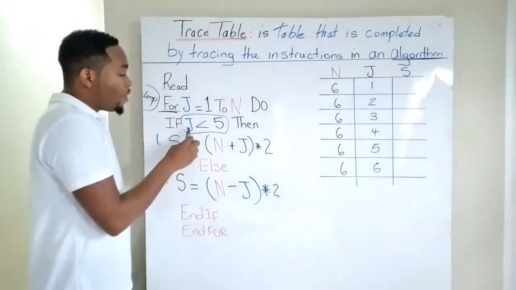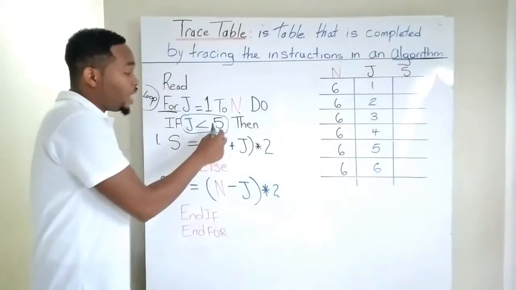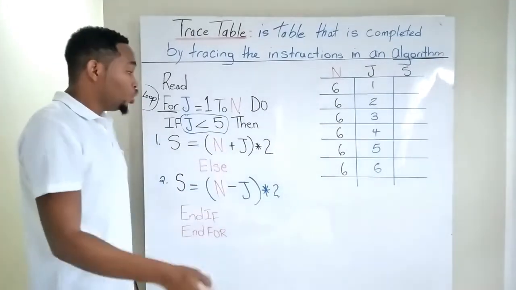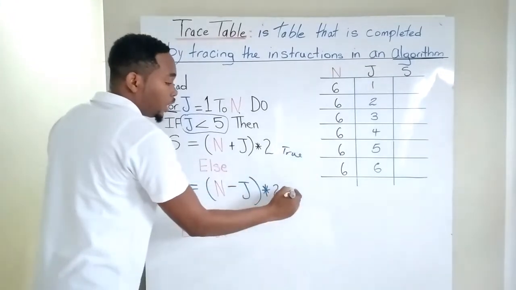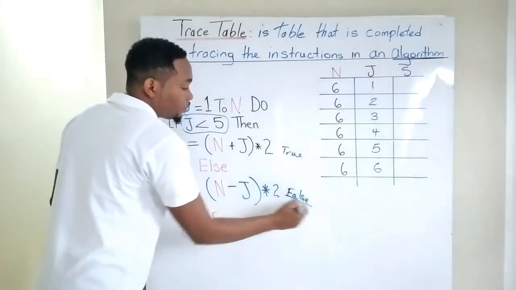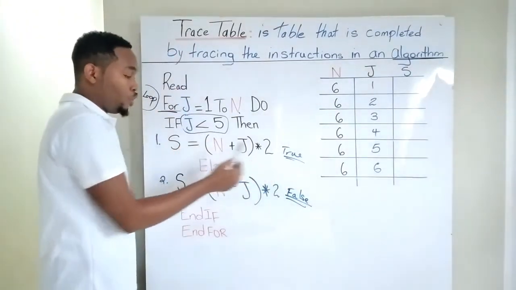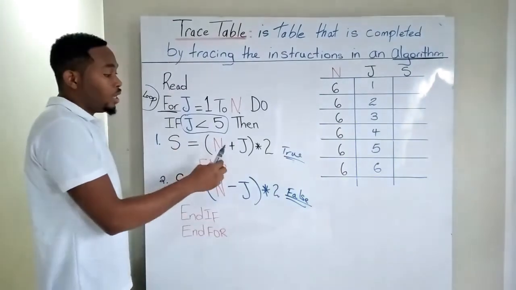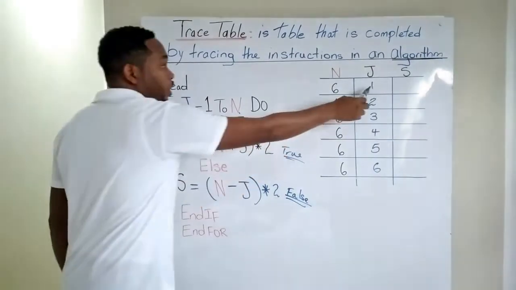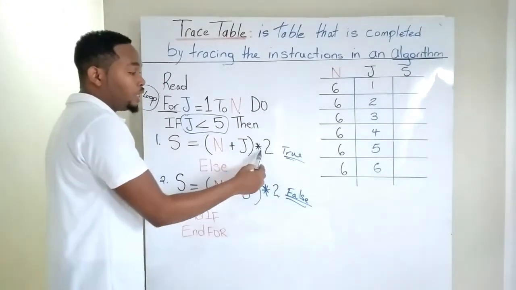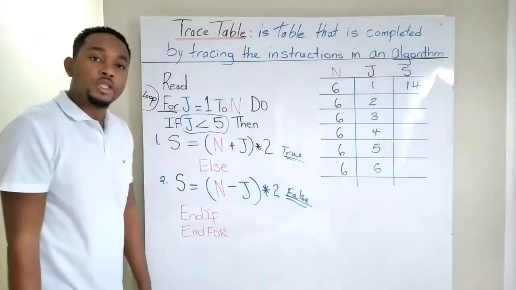So let us run the condition now. Our first value of j is 1. Is 1 less than 5? Yes, so we go to the first option. The first option is taken when the condition is true, and the second option when it is false. So we do the calculation to find S. N originally is 6 plus the 1 that we have here, which gives us 7. 7 times 2 gives us 14, and that's the first calculation.